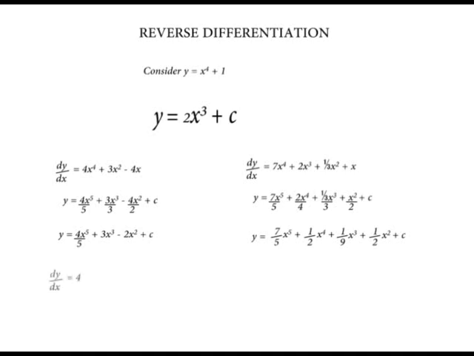And finally, what if we had a constant? For example, dy over dx is equal to 4. 4 is the same as 4x raised to power 0. Remember, any number raised to power 0 is 1. And so to integrate, we add 0 plus 1 and we get 1. We divide by that and we get 4x over 1, and then we add c. And so that will give us y is equal to 4x plus c.